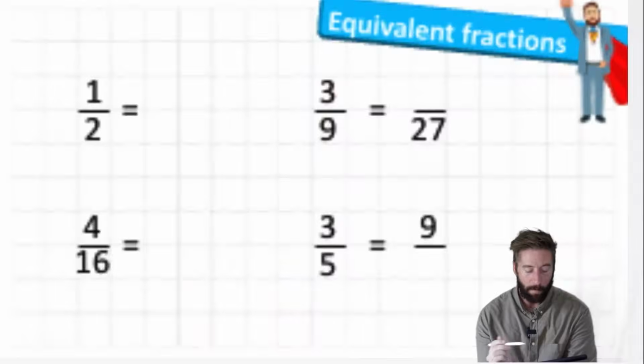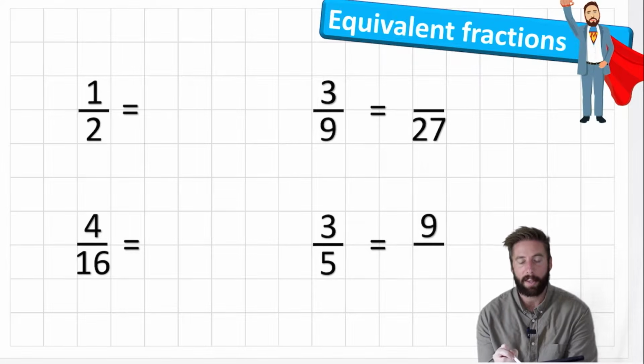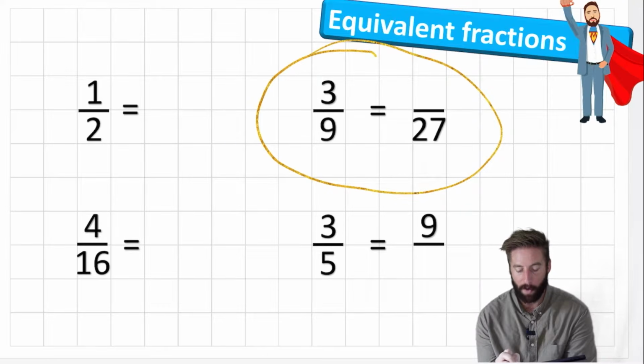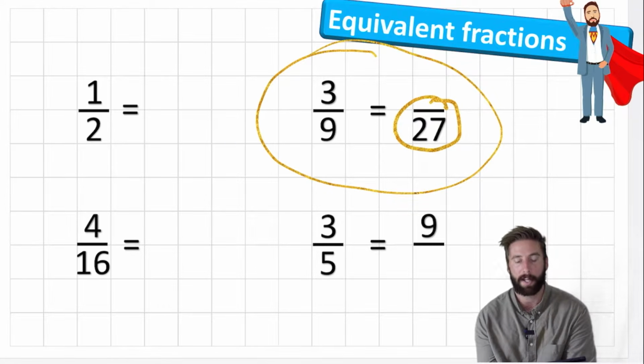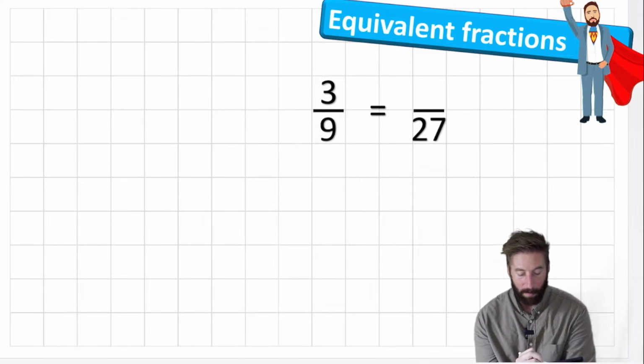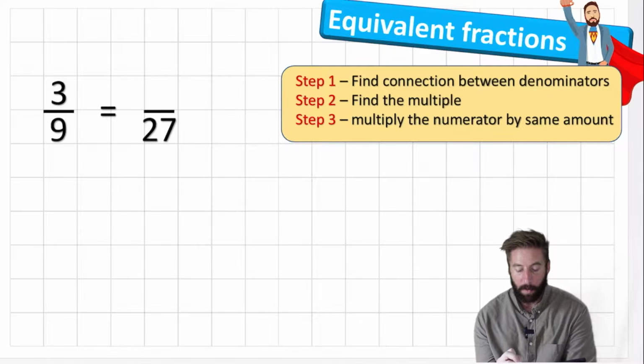Okay, let's look at another one. Let's have a look at one like this, because this is what you might see sometimes. You might see an equivalent fraction where they already give you the denominator. So let's see how we solve this one then. Now we're going to have slightly different steps this time. First, we're going to find the connection between the denominators. Then we're going to find the multiple or the divisor, and then we're going to multiply the numerator by that same amount.